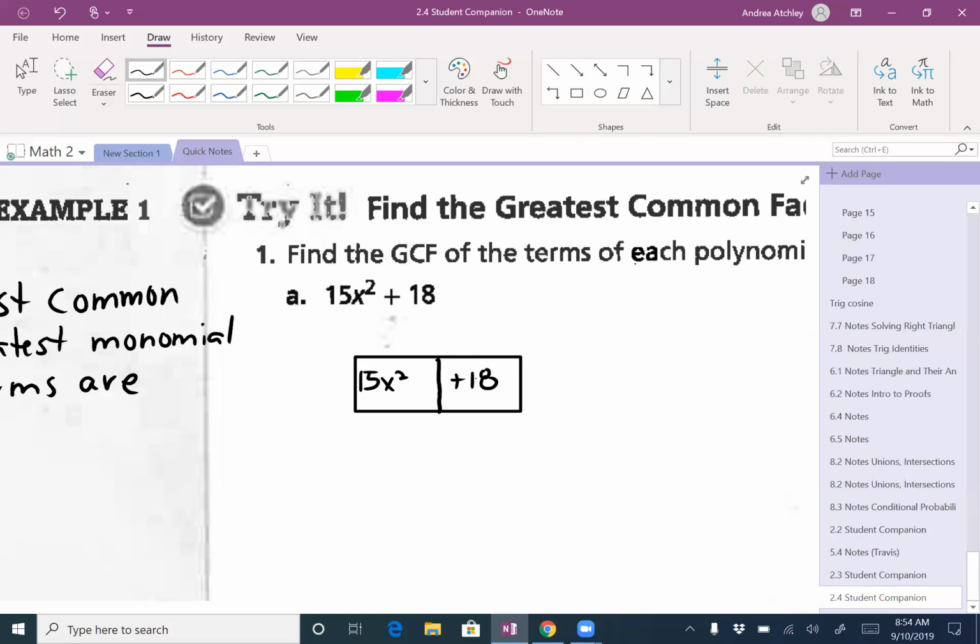So what can 15 and 18 both be divided by? 3. Then we look at the variables. I have an x squared here, but does the 18 have any x's? Nope. So I can't pull out a variable. They have to both have that same variable in order for me to divide by it. So we just pull out the 3. Then we divide. 15x squared divided by 3 is 5x squared, and 18 divided by 3 is 6. This right here is the GCF. This we call the leftovers.